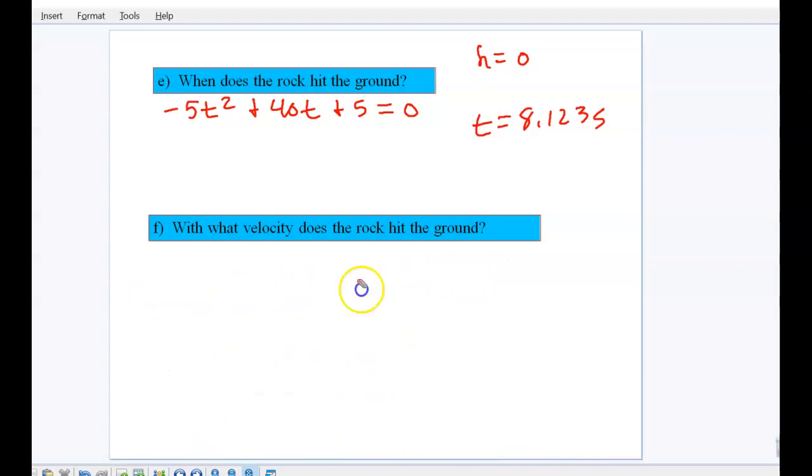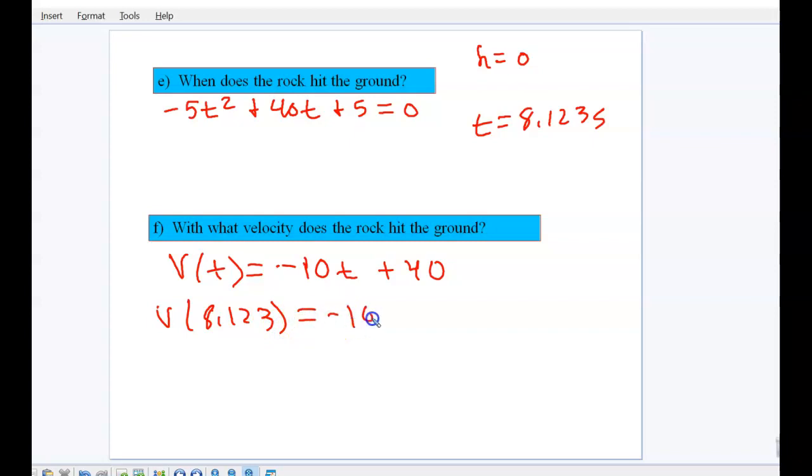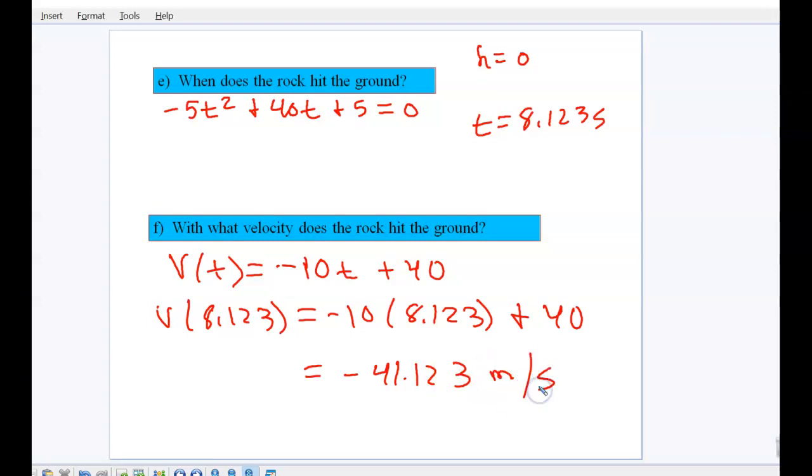Now for question F, with what velocity does it hit the ground? Well, I just take my velocity function, which was negative 10t plus 40. And I'm going to plug in 8.123. So this is negative 10 times 8.123 plus 40, and this works out to be negative 41.23 meters per second. Now, some of you might be wondering, why is it negative? Well, because when the rock hits the ground, it is traveling in a downwards direction, so the negative sign just indicates my direction.